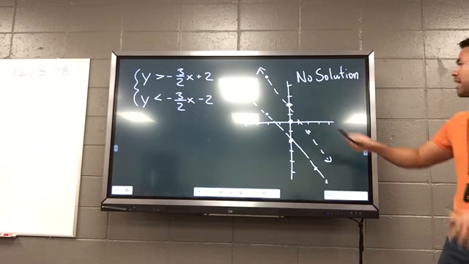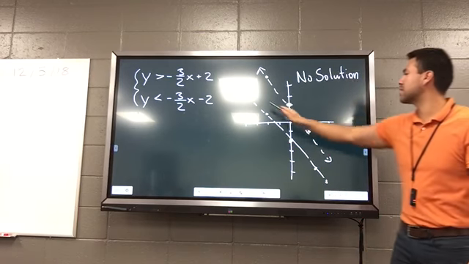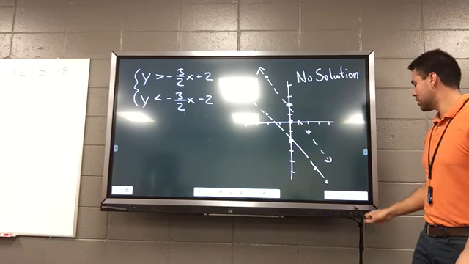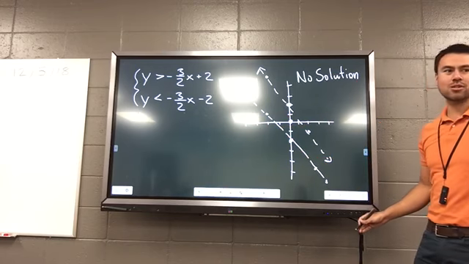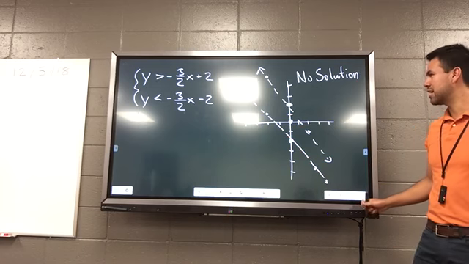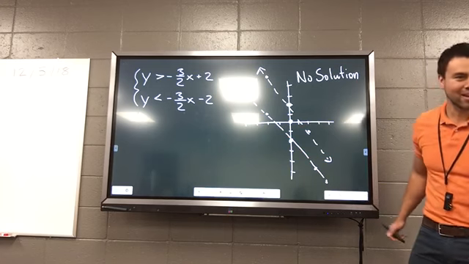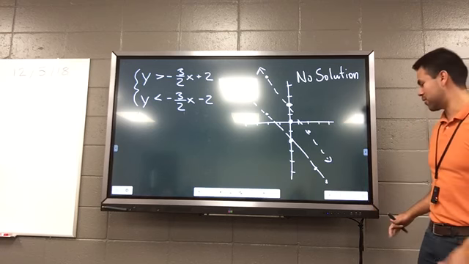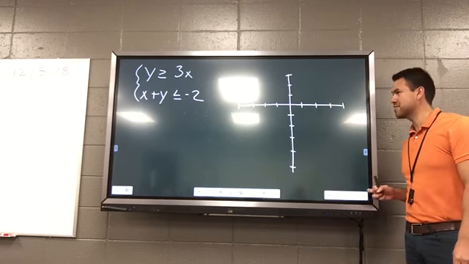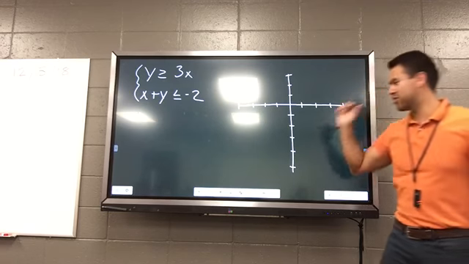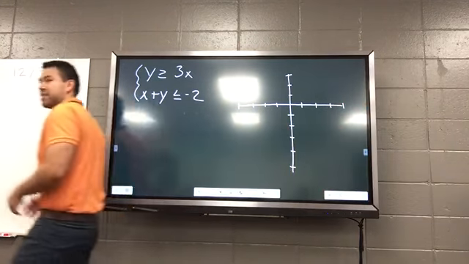But that's the whole idea. You can't be greater than this line and less than that line at the same time. That's what we call mutually exclusive, which is very cool. It's a good logical concept. Sorry? Nope, no imaginary number fits either. This one right here is your next graph.